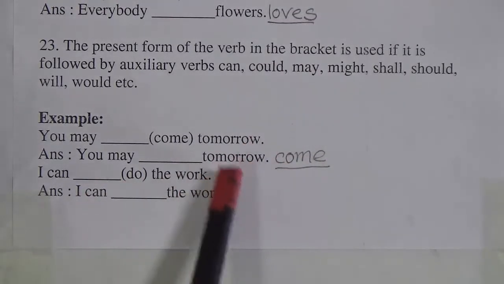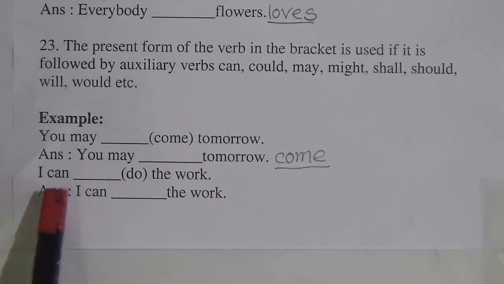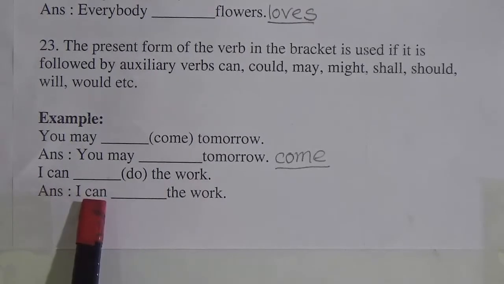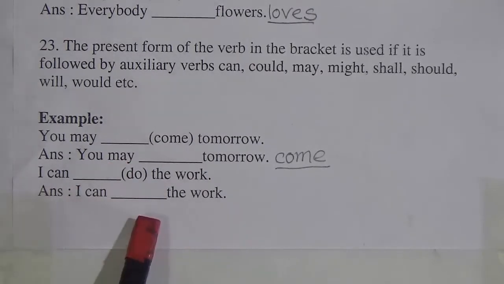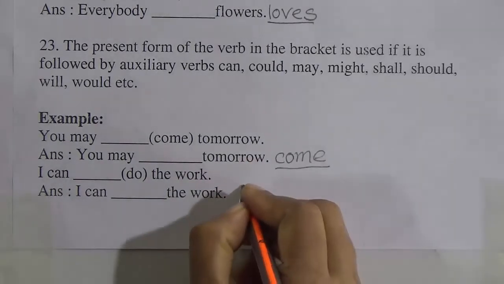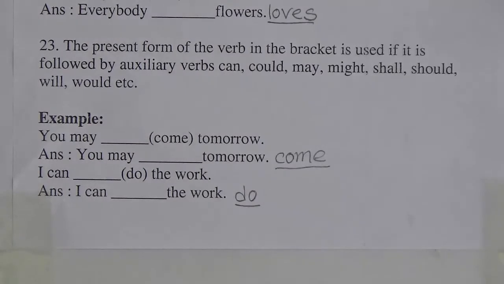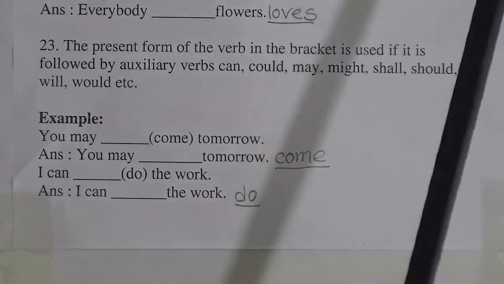I can (do) the work. Again we find can, and after can we have to use the base form of the verb. So it will be: I can do the work. Do is the base form. So it is easy. After can, could, may, might, shall, should, after modal auxiliary verbs, we have to use the base form of the verb. Now at last, number 24.